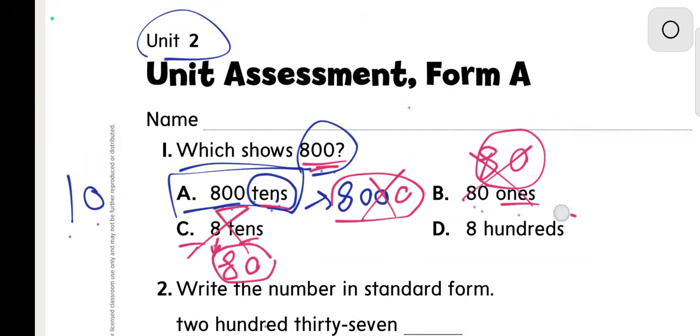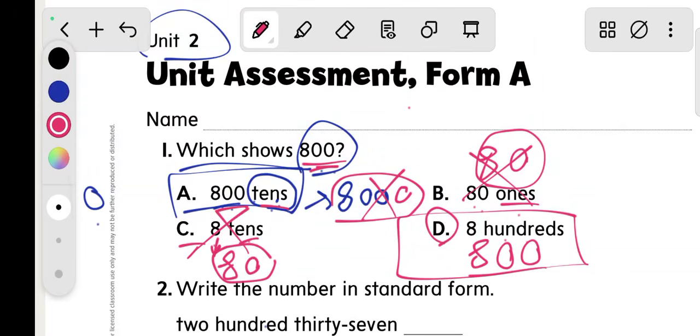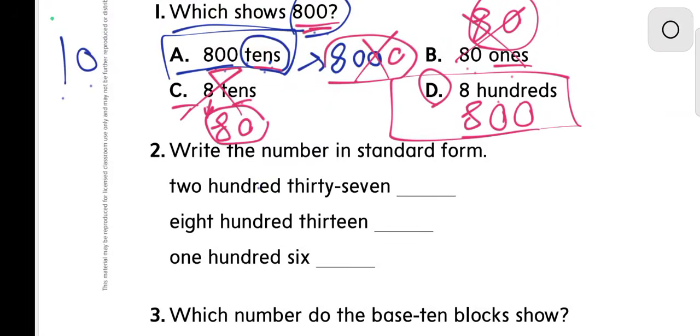And choose number D. Letter D is 800s. Write 8. How many zeros in hundreds? 2 zeros. So 800. So you have to choose letter D. Okay, let's practice more. Question number 2. Write the number in standard form.